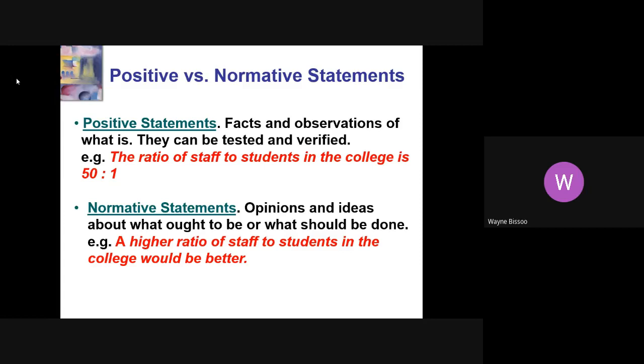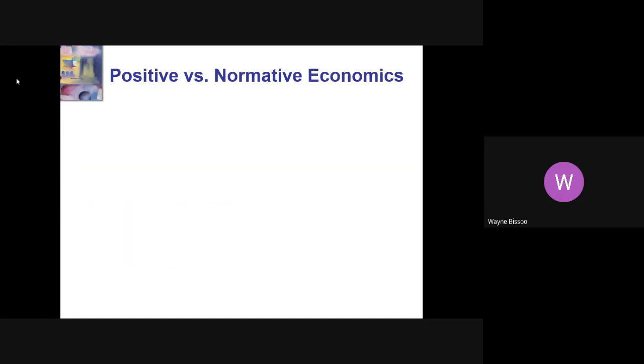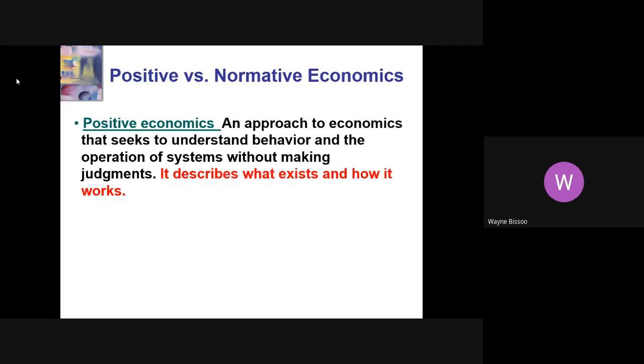And that leads us to two types of economic thinking processes. We have positive economics, which is an approach to economics that tries to utilize scientific methods to gather information to understand what's happening in our economy without judging what's happening. So because prices of a particular good goes up, but people still buy more of the good, we're not going to judge and say that's good or bad. What we're saying is that is what's happening. It just describes what exists and how it's working. We're not judging if it's right or wrong.